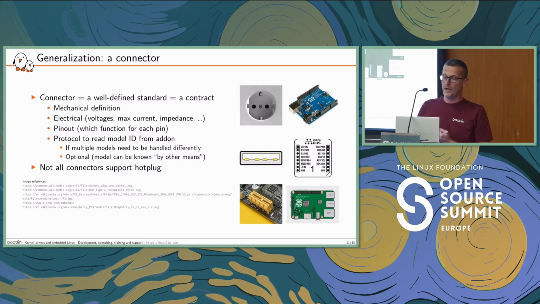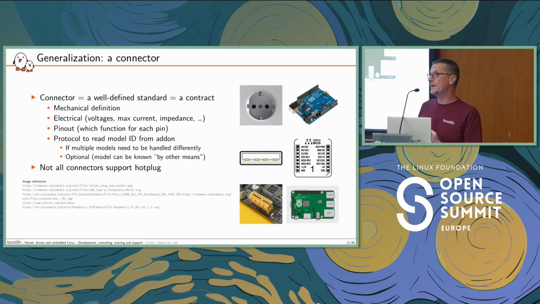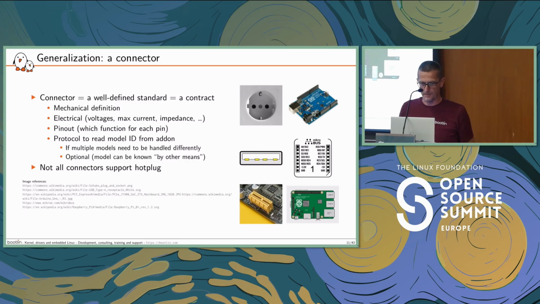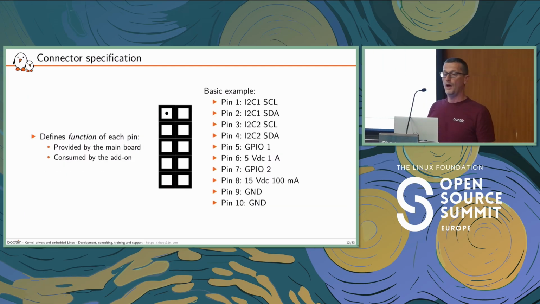So in the power plug example, which is probably a bit stupid, but it has mechanical, electrical, and pin-out definitions. Some of the connectors also have a way to discover what is connected, like USB and PCI, we all know. Some others don't, such as many developer boards don't have a way to discover the model of add-on that is being attached. However, in this case, that must be known by some other means. Typically, the user must know and manually load an overlay or prepare that in their build system. So not all of them support hotplug, but that's just one feature that not all users will use.